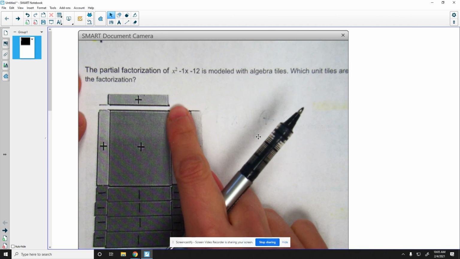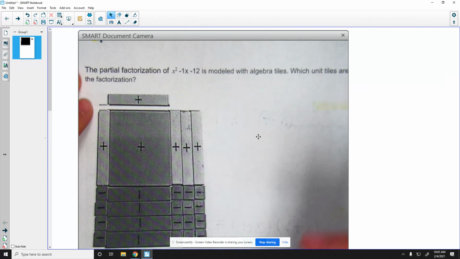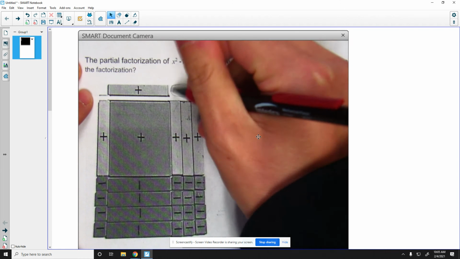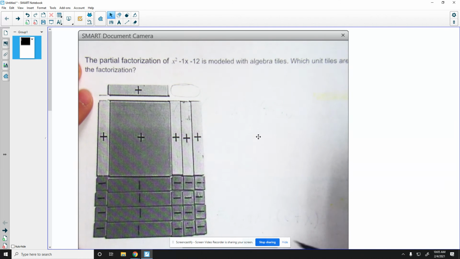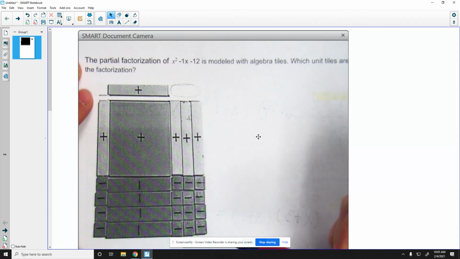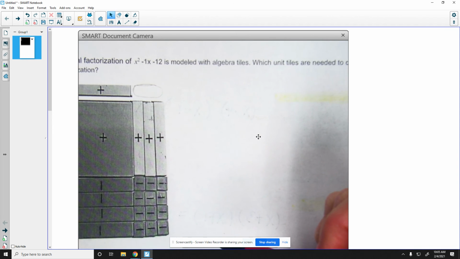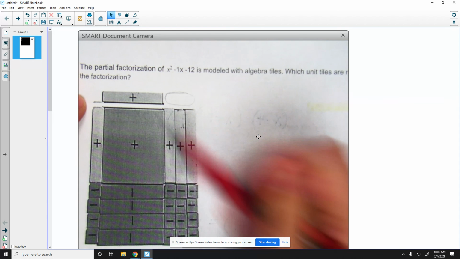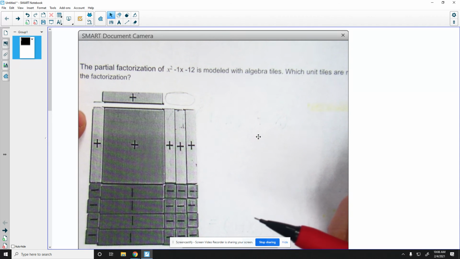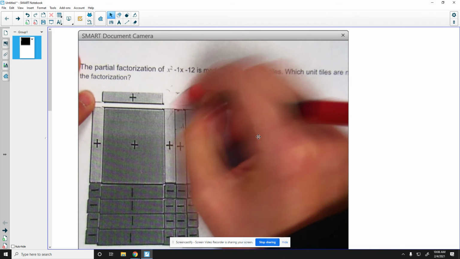This one we kind of have to fill in the blanks. Okay, so the partial factorization. They didn't do this part right here. They left it blank. So the partial factorization of this answer, x squared minus 1x minus 12, is modeled with algebra tiles. Which unit tiles are needed to complete the factorization? So, like, I need to know what's missing.